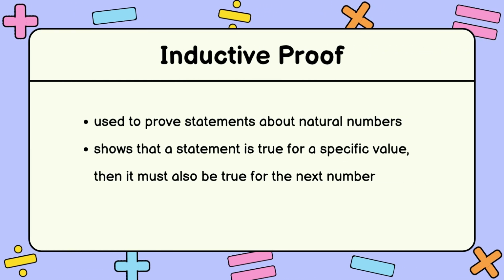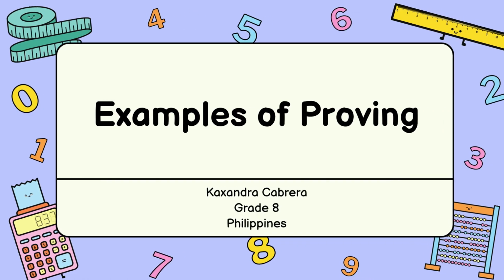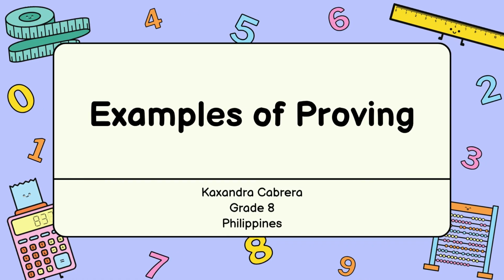Lastly, we have inductive proof. This proof is commonly used to prove statements about natural numbers. It shows that if a statement is true for a specific value, then it also must be true for the next. Now that we're made aware of the different forms of proving, let us take a look at a few examples.